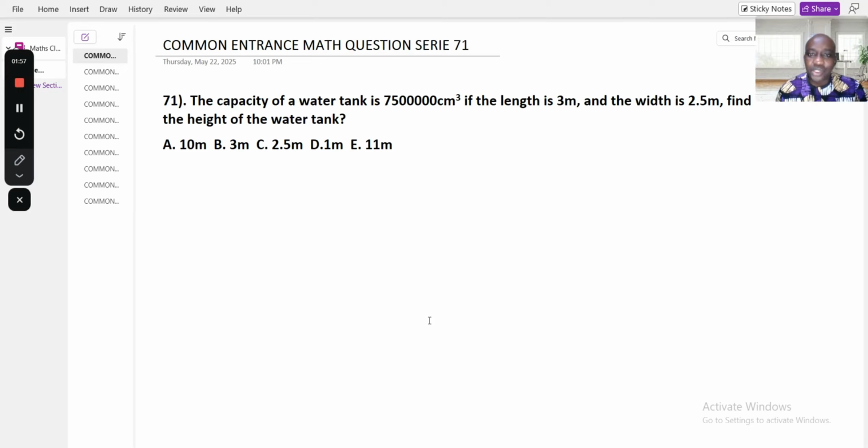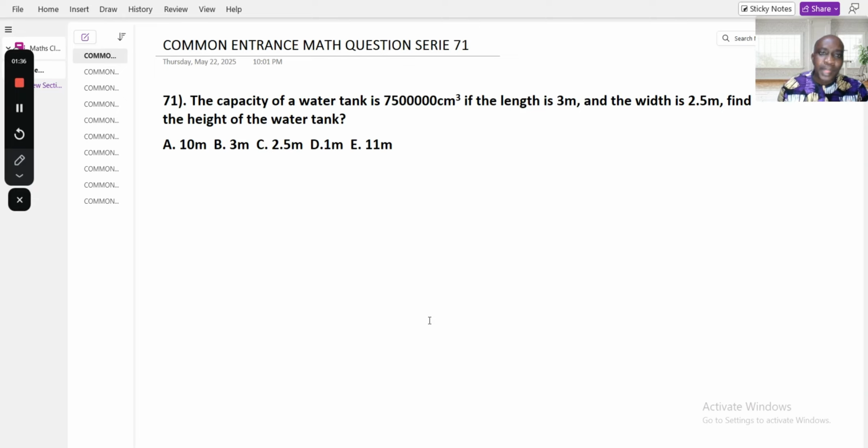I am here again to teach you guys how to solve common entrance maths questions. If you have a child that is preparing for the common entrance examination, tell the child to come closer so that we can solve this question together, or you can help them to download this video on your phone so that they can watch it at their convenient time.